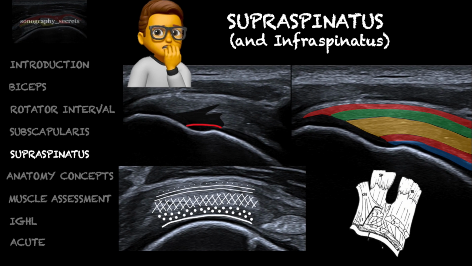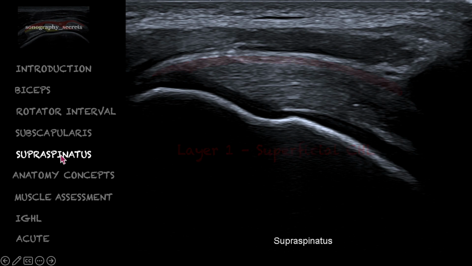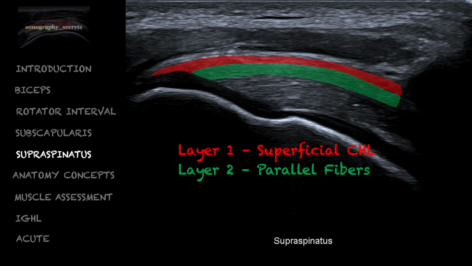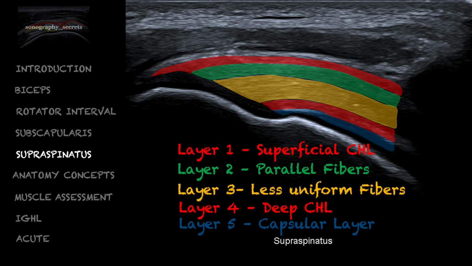Supraspinatus is a very complex structure that's composed of 5 layers. Layer 1 includes the superficial fibers of the coracohumeral ligament. Layer 2 is a layer of closely packed parallel fibers of collagen. Layer 3 is similar to layer 2 but with less uniform fibers. Layer 4 is the deep fibers of the coracohumeral ligament, also known as the rotator cable. And the 5th layer is formed by the joint capsule itself.